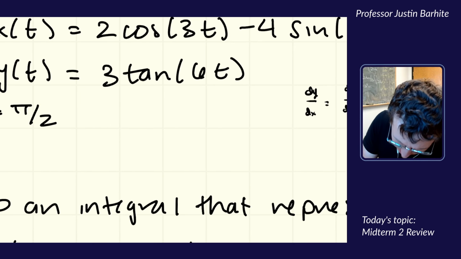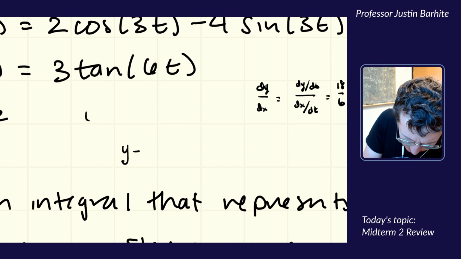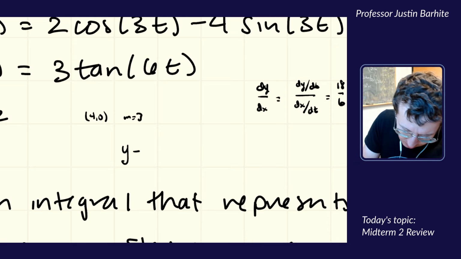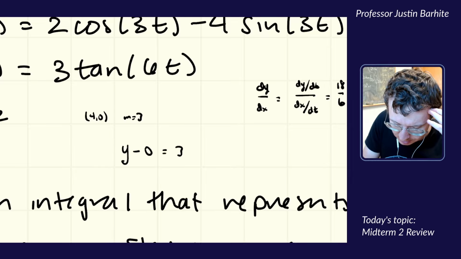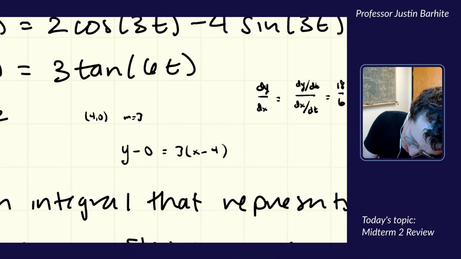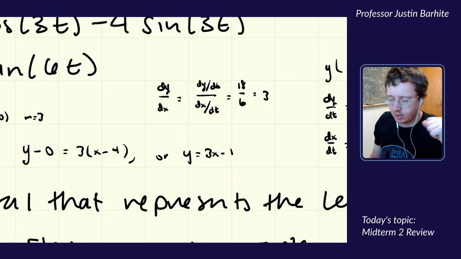So the equation is, let me write this, the point is (4, 0), and the slope is 3. So point-slope form: y minus 0 is equal to m times x minus x0. And I could simplify that to y equals 3x minus 12.